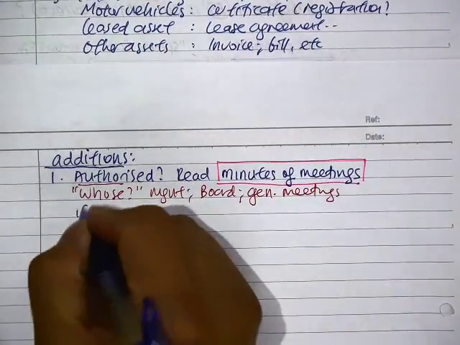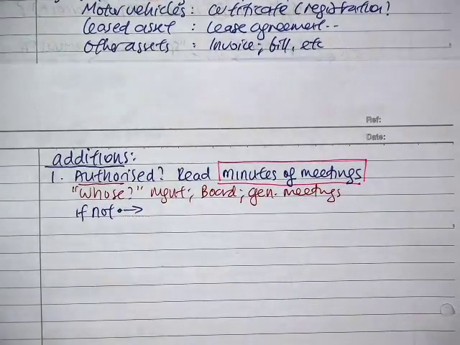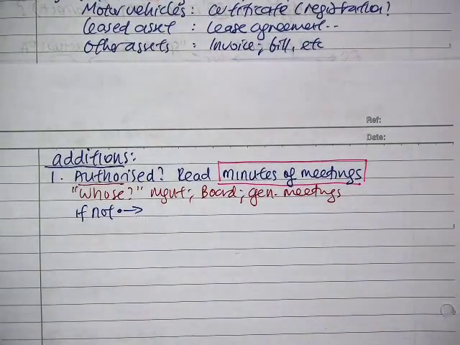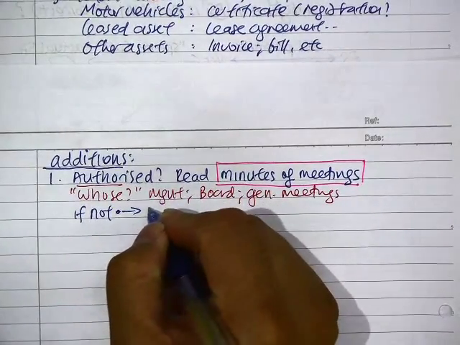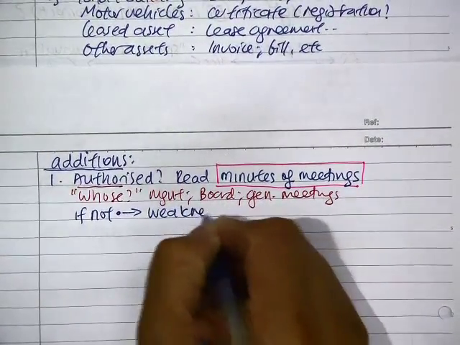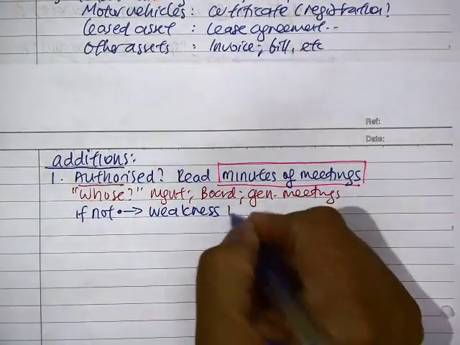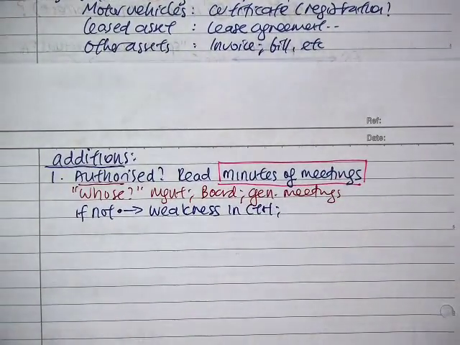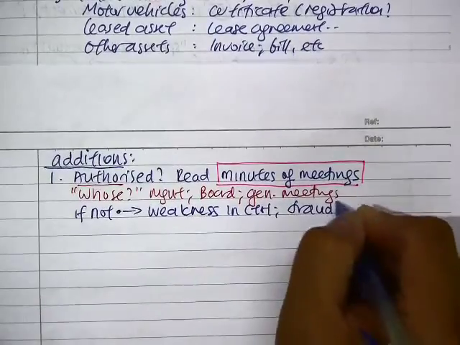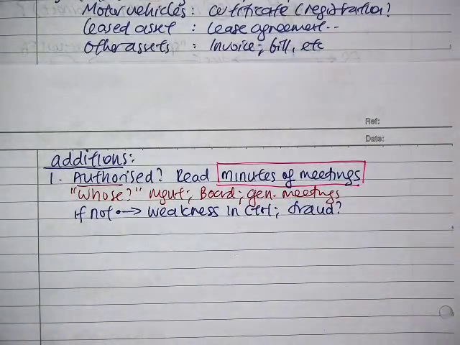So that's why if not, then this could be, for example, a serious weakness in control, or it could actually be, is it a fraud? Abuse of power? I think, remember, is this to do with the Lembu case that we had? Remember our Lembu case?